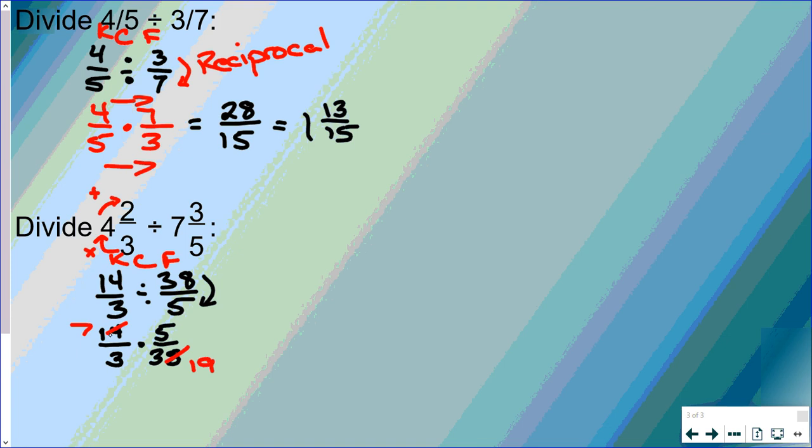So now when I multiply straight across, 7 times 5 is 35. And I have 3 times 19, which is 57. So that would be my answer.